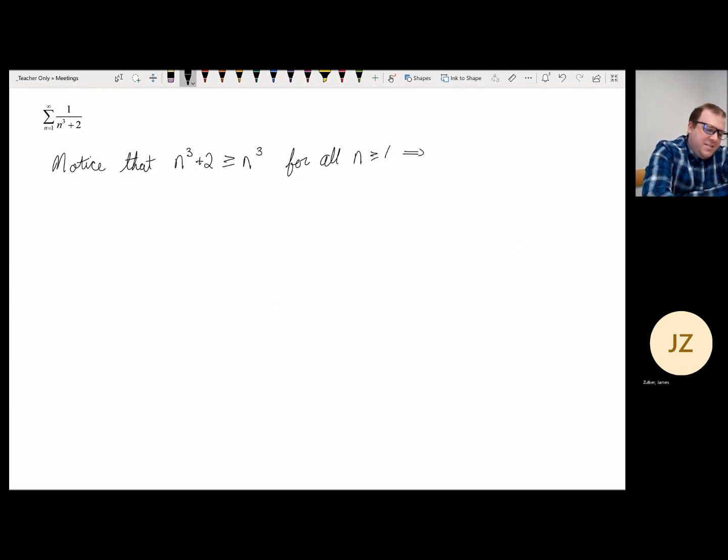Well, doesn't that mean that 1 over n cubed plus 2 would be less than or equal to 1 over n cubed? For n greater than or equal to 1? Well, there's our larger term.